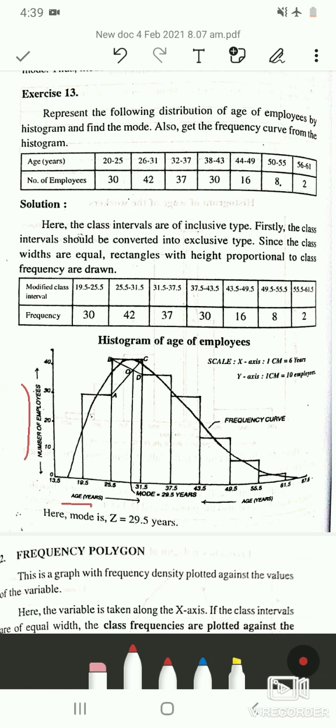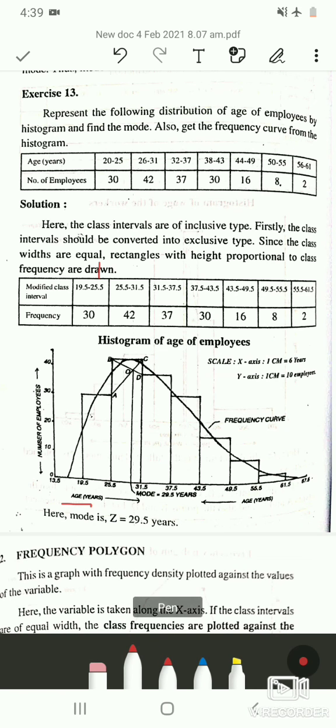The scale is of your choice. Here the scale is: x-axis, 1 centimeter is equal to 6 years, and y-axis, 1 centimeter is equal to 10 employees. So for the first class interval, 19.5 to 25.5, the frequency is 30, which is here. Make a rectangular box. Similarly plot the histogram for all the remaining class intervals.